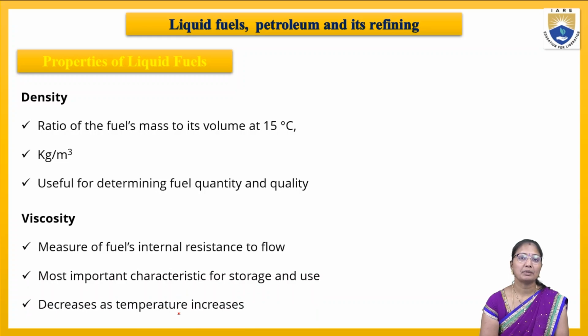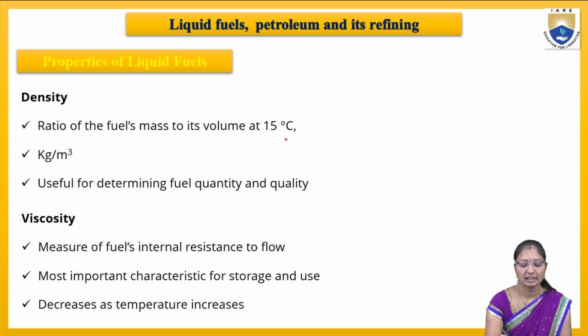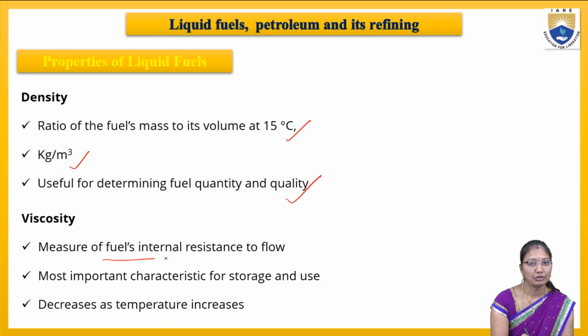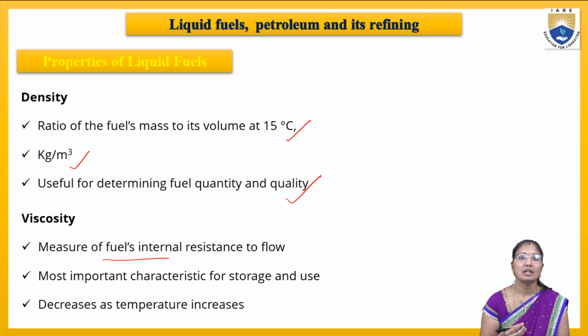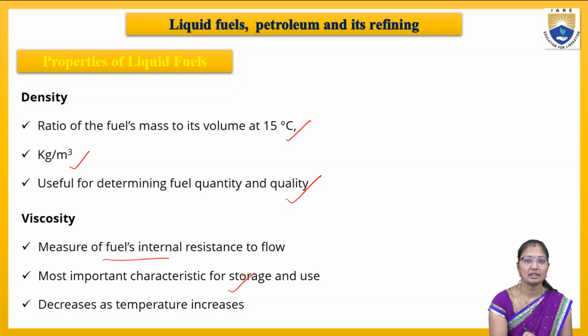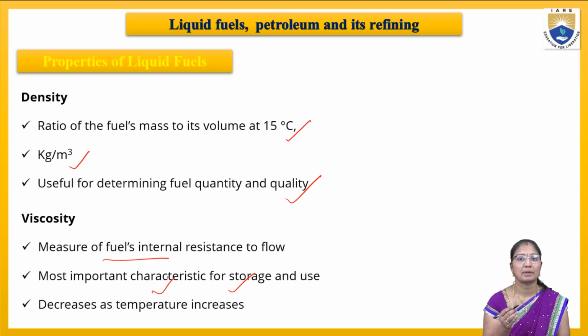The first and most common properties are density and viscosity. Density is the ratio of the fuel's mass to its volume at a specific temperature like 15 degrees centigrade, and it is measured in kg per meter cube. It is useful for determining the quality as well as the quantity of the fuel. The next property is viscosity, the measure of the fuel's internal resistance to flow. It is measured for storage and use in different applications. Viscosity decreases as temperature increases.